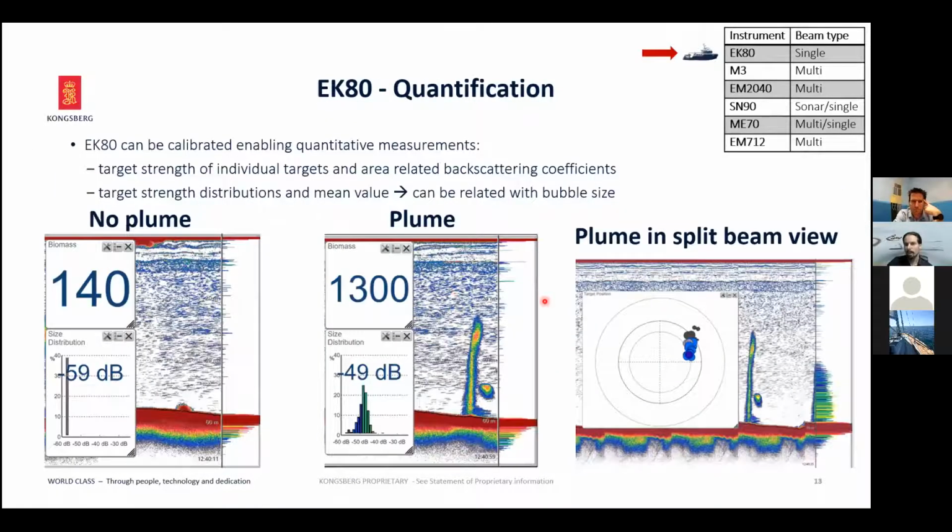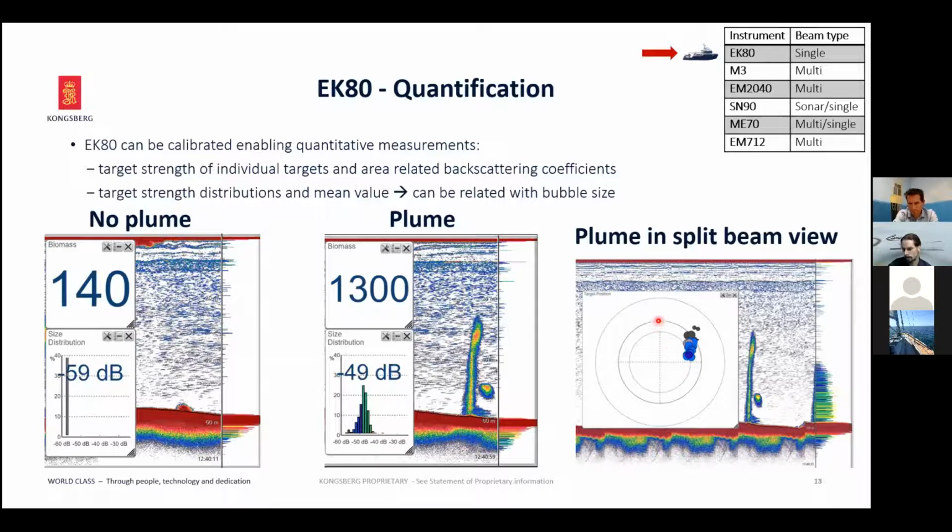As I mentioned, the EK80 is a quantitative instrument, so it is calibrated, and that helps you to basically add a number to your gas plume. So you have a feeling for the target strength of the individual targets that you see in your echogram, and also for the overall backscattering coefficient. You not only see these direct numbers, but you also have target strength distributions and mean values. And this can help you if you want to correlate your results with bubble size distributions or in general gas release rates.